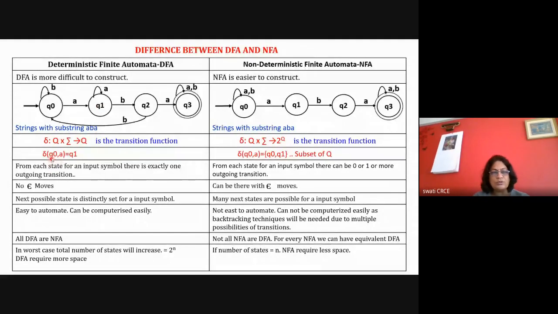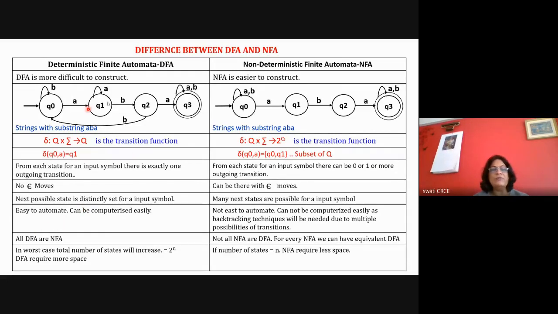So here Q0 belongs to capital Q. So delta is defined on capital Q and small a belongs to sigma, that is input alphabet. So delta of Q0 comma A is equal to Q1. Q1 belongs to capital Q. So if you remember this particular transition, then with respect to the transition, you can always identify the transition function. So Q cross sigma to Q is the transition function for DFA. Okay, we don't have epsilon transitions in case of DFA because by definition there is exactly one outgoing transition for every input symbol. Okay, so it is easy to automate and we can computerize it easily.